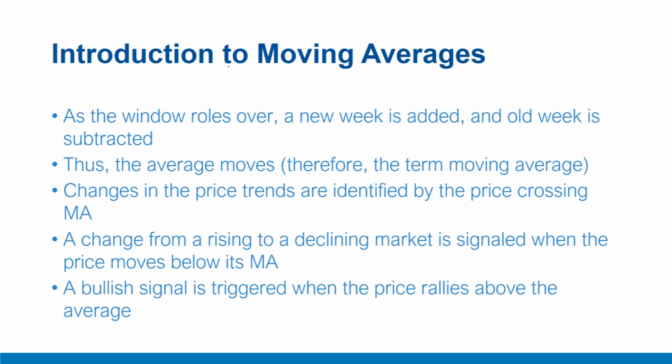Changes in the price trends are identified by the price crossing MA. For example, if this is my moving average, which is rather smooth, fluctuating price can cross it from above or also from below. A change from a rising to declining market is signaled when the price moves below its MA like this. A bullish signal is triggered when the price rallies above the average like this. This kind of crossover.